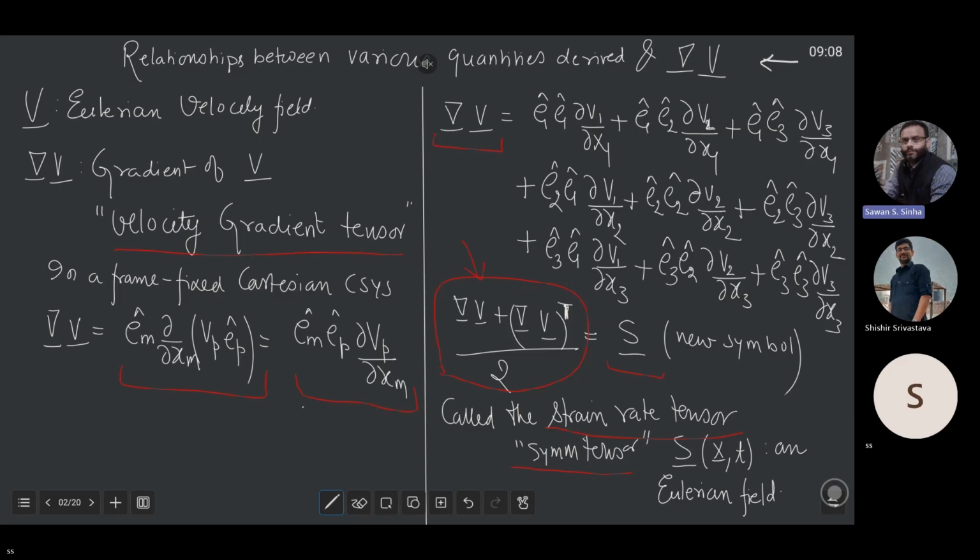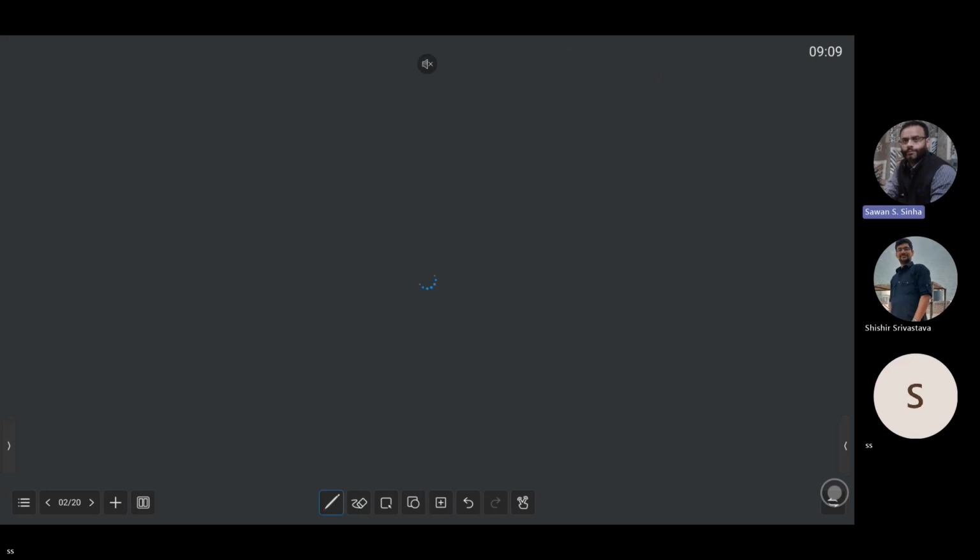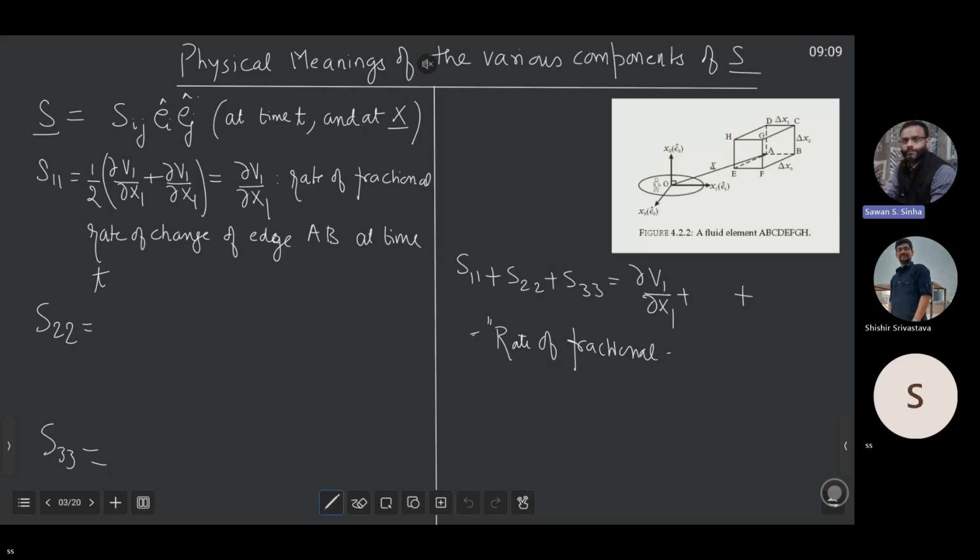Also keep in mind that the strain rate tensor is also an Eulerian field. Velocity is an Eulerian field. You take gradient of that, this becomes an Eulerian field, and you take this symmetric part, that also is an Eulerian field. So at any location x, at time t you go, there are 9 scalar components of S you will find there. And those 9 components in general will be different if you go to another location, or even if you stay at the same location, you go to the next time instant, in general the 9 components will change.